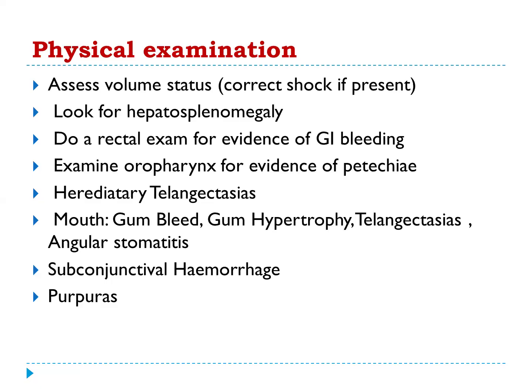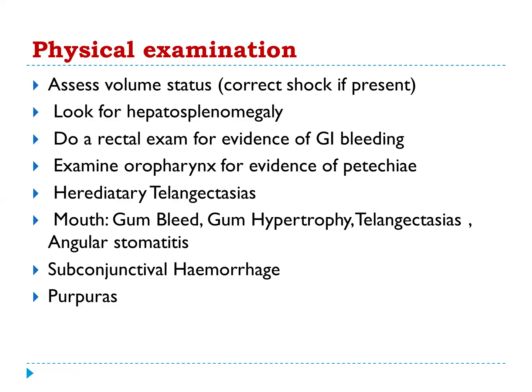Physical examination: you assess the volume status. Have you bled a lot? Is he in hypovolemic shock? You look for hepatosplenomegaly. Is there some kind of aplastic anemia or some kind of platelet disorder? You do a rectal examination. Is there GI bleeding over there? Because that's a hidden bleeding.